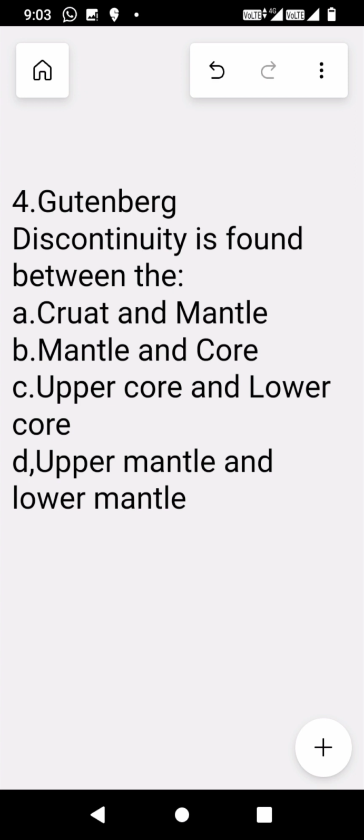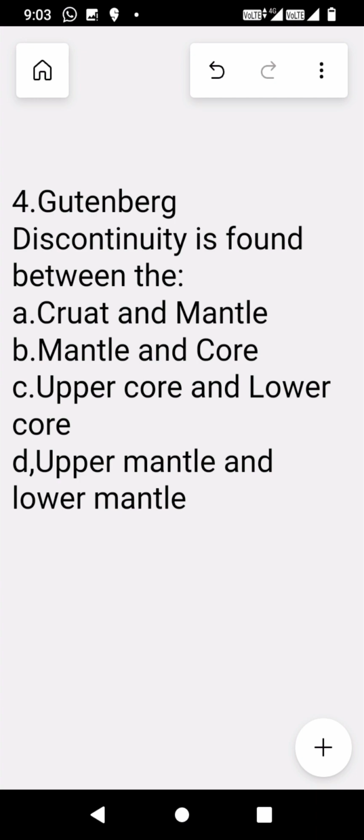The fourth question is, Gutenberg discontinuity is found between? The options are A. Crust and mantle, B. Mantle and core, C. Upper core and lower core, and D. Upper mantle and lower mantle. And the correct option is B.